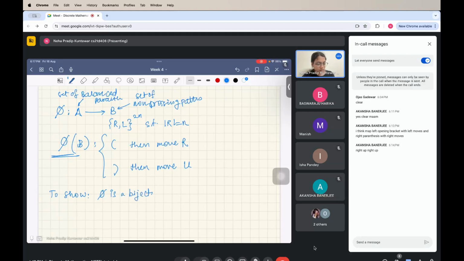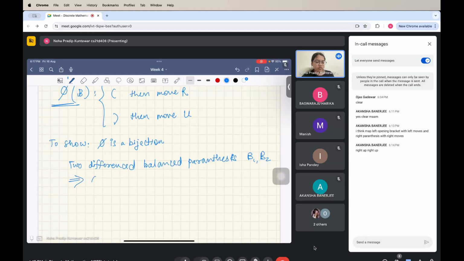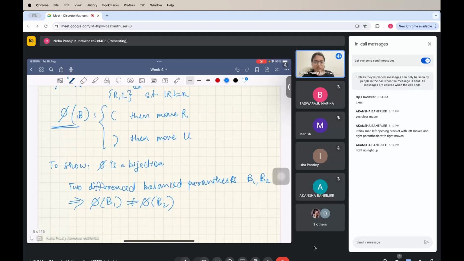If you have two different balanced parentheses, say b1 and b2, then it has to be that phi of b1 is different from phi of b2. So this is something that you can try to prove. In other words, we are saying that the function is 1-1 as well as onto.